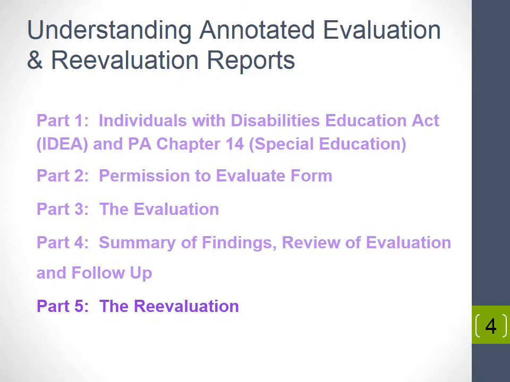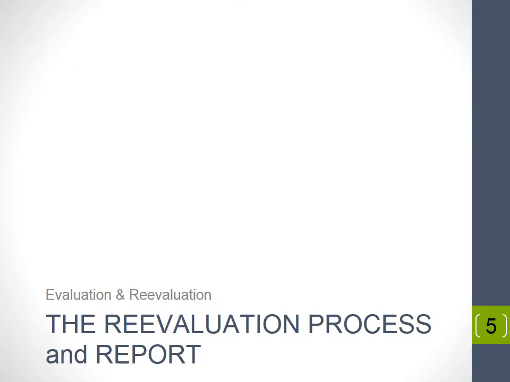Evaluation and reevaluation are the processes for gathering data to determine if a child needs special education, and if so, the types of programs and services needed. Throughout this presentation series, the word parent will refer to a parent or guardian. This is the final section of this series. This section reviews the special education reevaluation process and report that is generated.